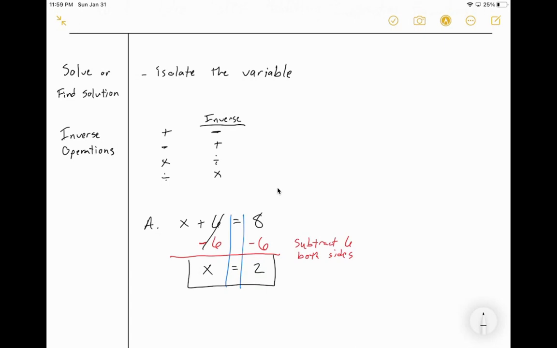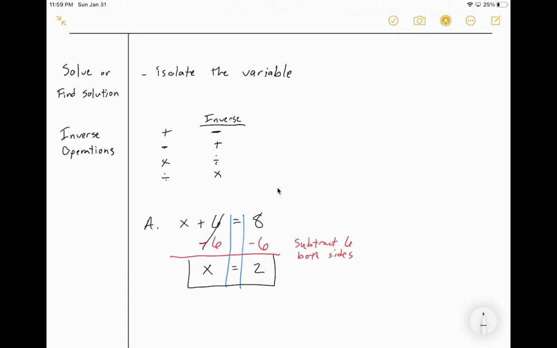Now, I know some of you are saying, well, Mr. Liang, I knew that. I could just say 2 plus 6 equals 8. Yes, I know that, and that's good. It's just in the beginning, I just wanted to take it nice and slow.